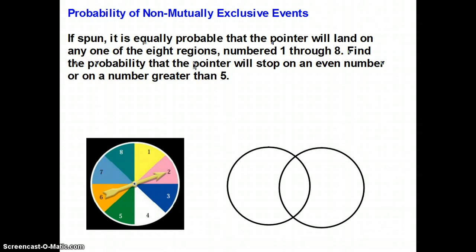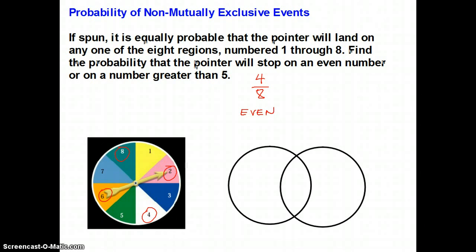So let's figure out the probability of an even number. We have a total of 4 out of 8 even numbers from 1 through 8. Now let's figure out the numbers greater than 5. The numbers greater than 5 are 6, 7, 8, and so that represents a 3 out of 8 chance of getting a number greater than 5. Now we don't want to overcount, so we need to figure out the even numbers that are greater than 5, which are the 6 and the 8. So that represents a 2 out of 8 chance.